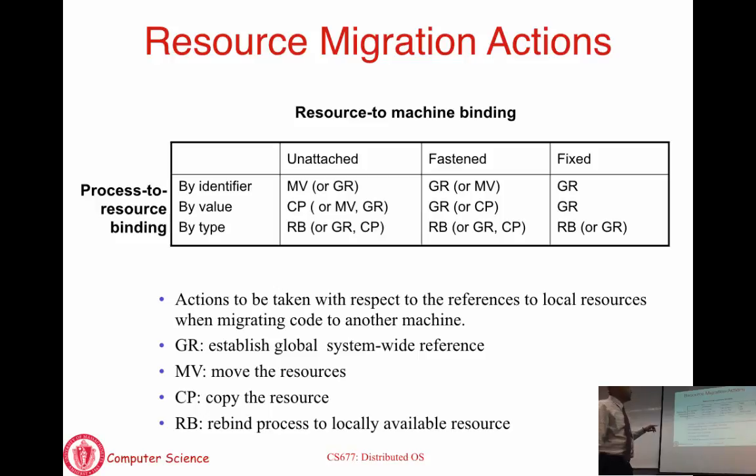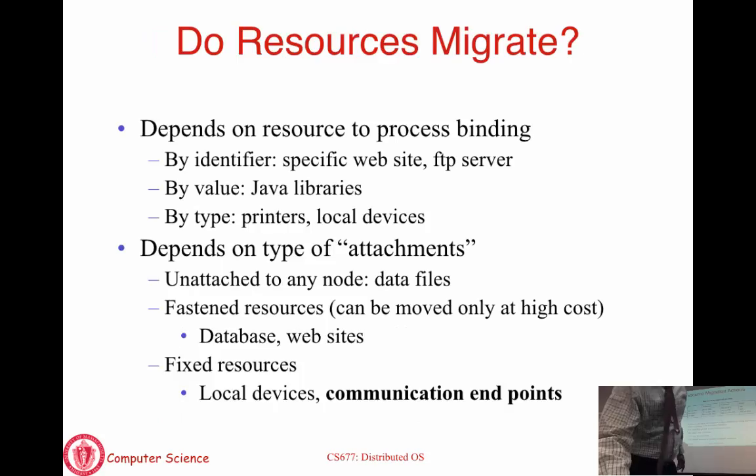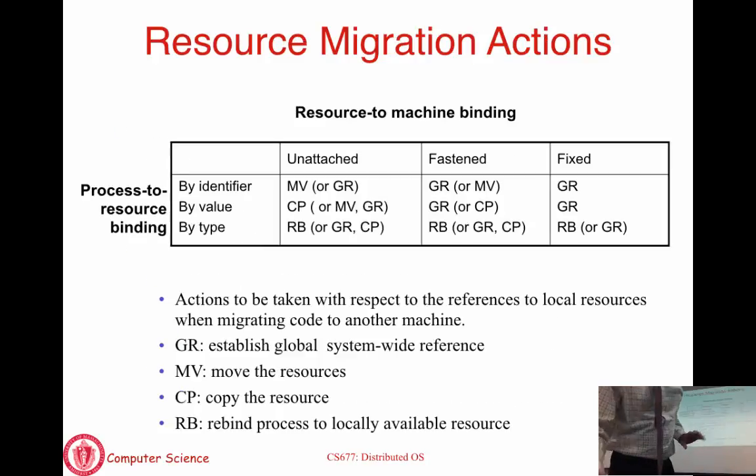Now here is a table where the columns say whether it is an unattached resource that we are trying to figure out what to do with, or a fastened resource, or a fixed resource. And the rows are how tight the binding is. Is it by identifier? Is it by value? Is it by type? So the 3 things that I talked about as far as the binding is concerned, and the 3 things I talked about as far as the cost is concerned. So we have 9 different combinations, and all of these combinations exist. These are the choices that are available to us.